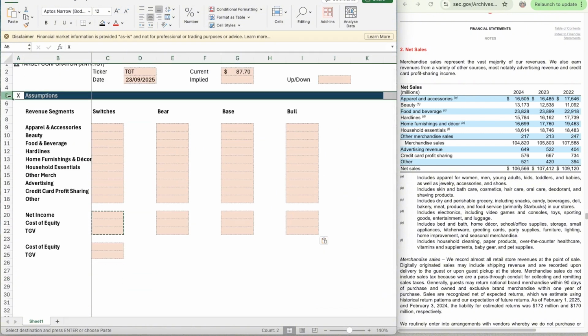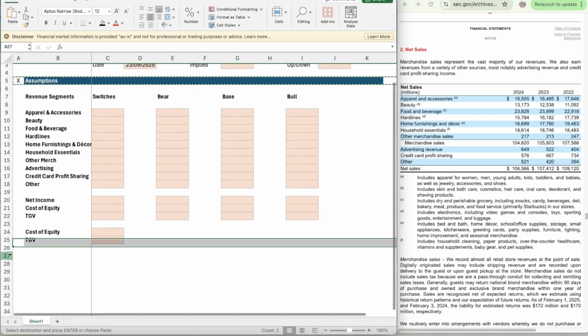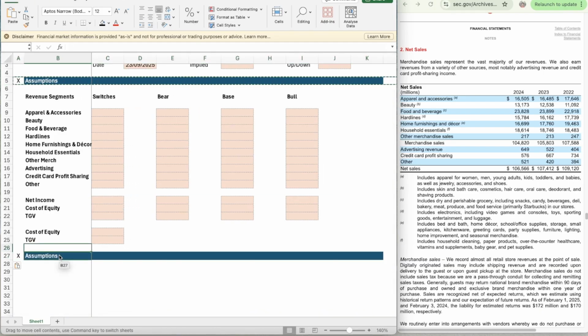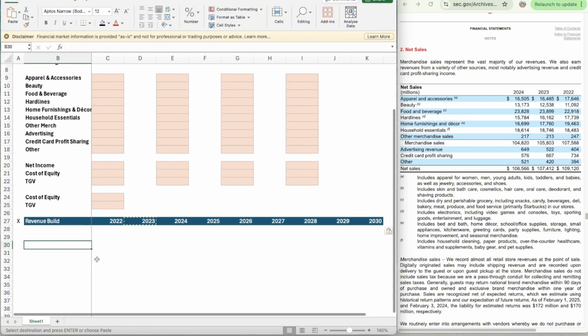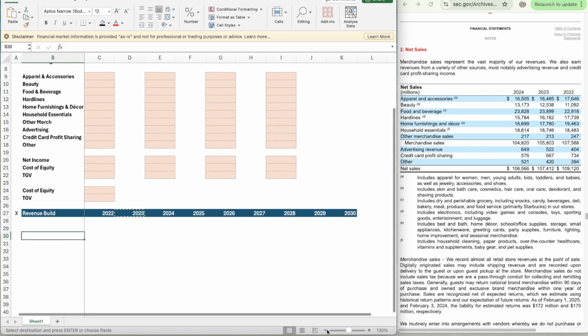Now onto the revenue build. We'll start with 2022 and go out to 2030. Oh, sorry, you didn't see. My mistake. I'm going to zoom out a bit.